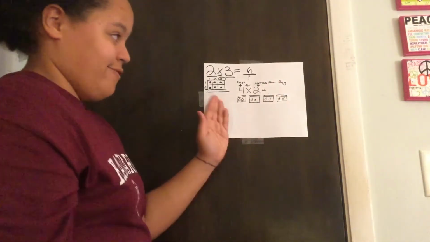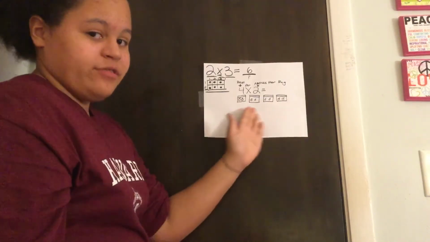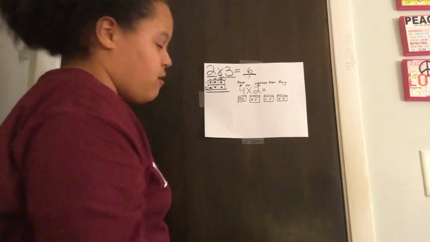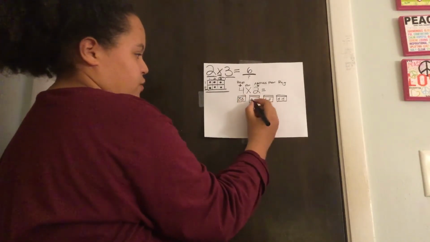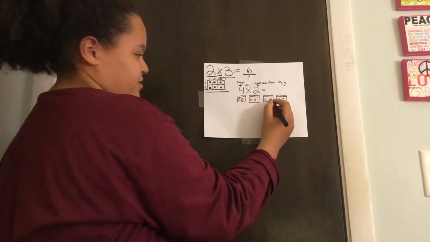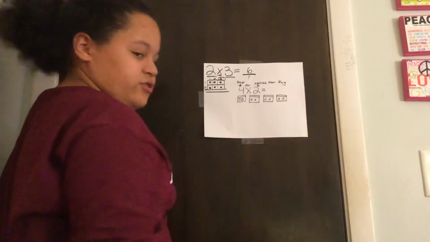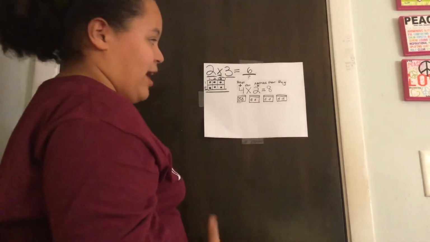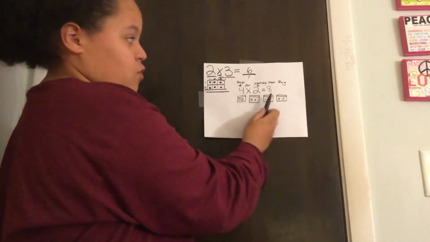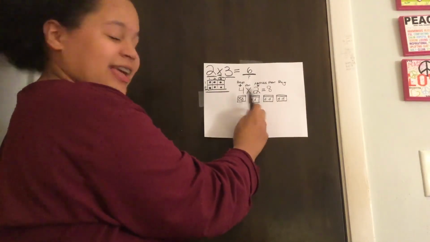Now that we have our 4 bags with our 2 apples in each bag, we can count the amount of apples we have. Let's count it out. We have 1, 2, 3, 4, 5, 6, 7, 8. So our answer would be 8 because we have 4 groups with 2 objects in each group.